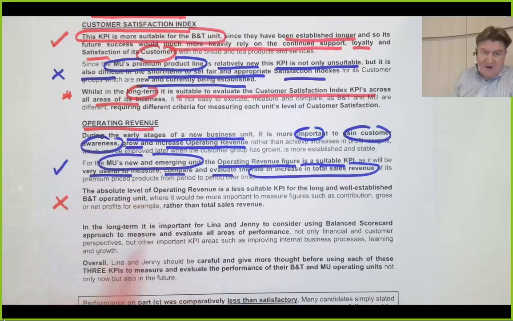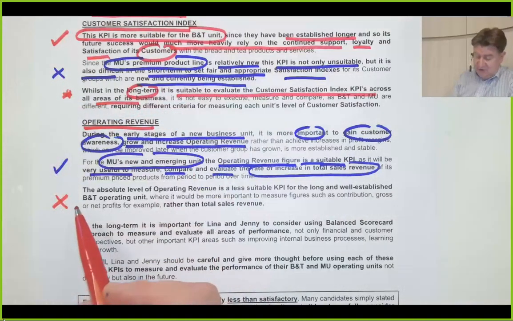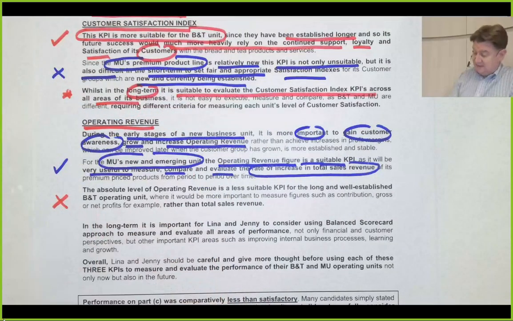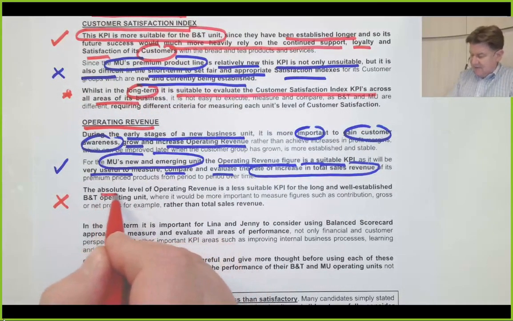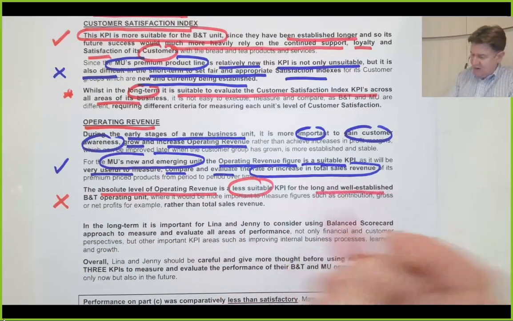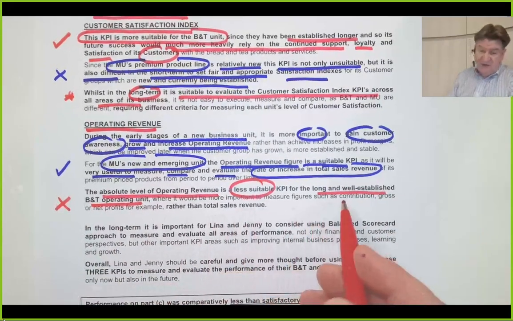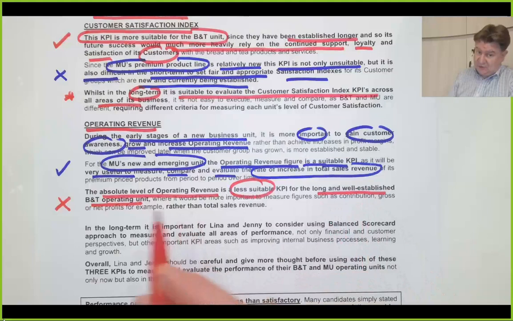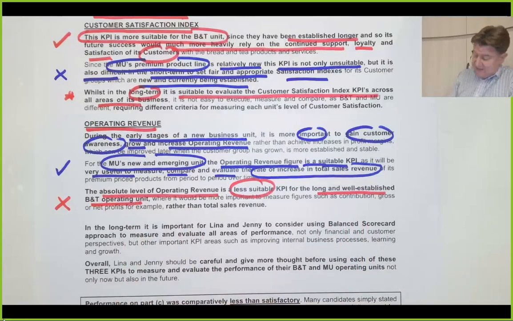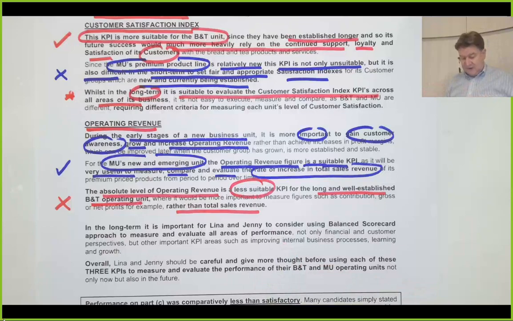But we're also going to get marks for explaining, look, why this is not going to be suitable for the bread and the tea, or less suitable. So look, the absolute level of operating revenue is going to be a less suitable KPI here for a long and well established bread and tea unit, where it's more appropriate to measure figures maybe like contribution or gross profit or net profit. That's going to be much better than just the total sales revenue.